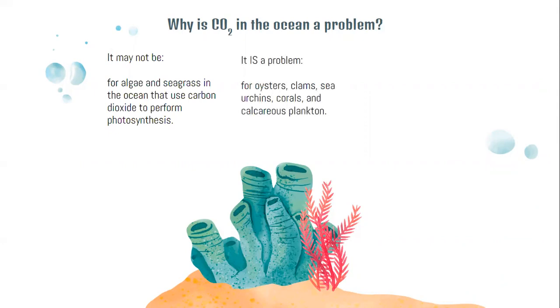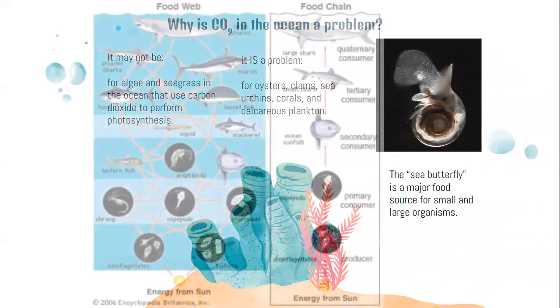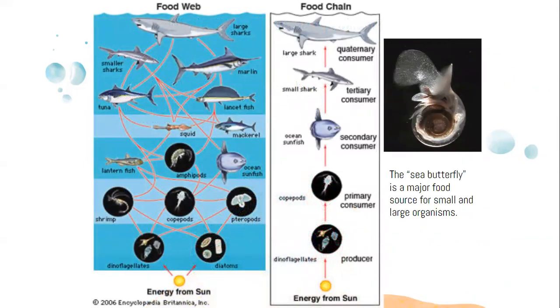It is a problem for oysters, clams, sea urchins, corals, and calcareous plankton, and also this beautiful creature that we commonly call a sea butterfly, or scientifically a pteropod. And so the sea butterfly is a major food source for small and large organisms. Take a look at the food web. Here's where the pteropods are. Imagine that every secondary, tertiary consumer needs to eat pteropods in order to survive. And so that means that humans that rely on these tertiary and secondary consumers as a food source are going to be without that.